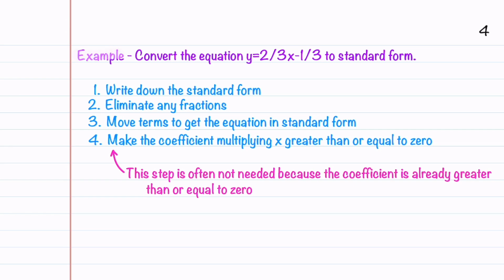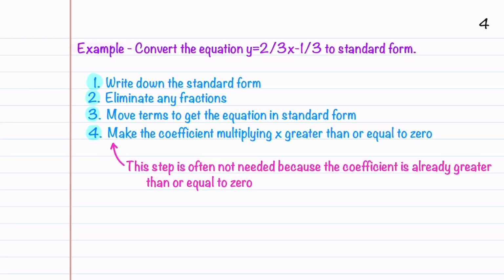In our last example, we'll convert the equation y is equal to 2/3 x minus 1/3 to standard form. This is the equation that we got in our second example on the previous page. The steps that we'll use to convert the equation is to first write down the standard form, then eliminate any fractions, and then third, move the terms around to get the equation in standard form. And then our fourth step, we often don't need to do, but it's to make sure that the coefficient multiplying x is greater than or equal to 0.